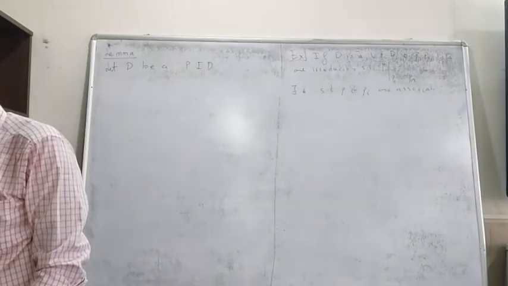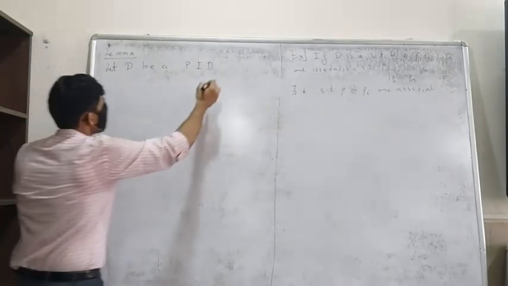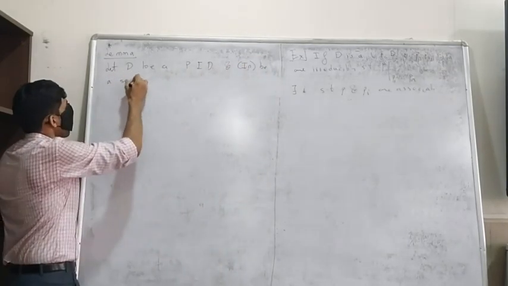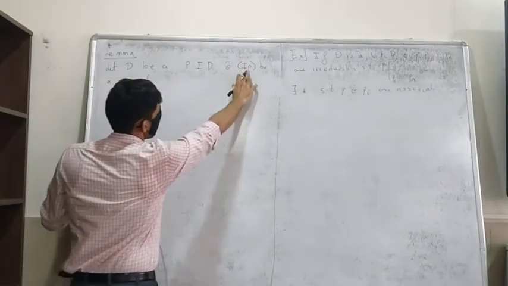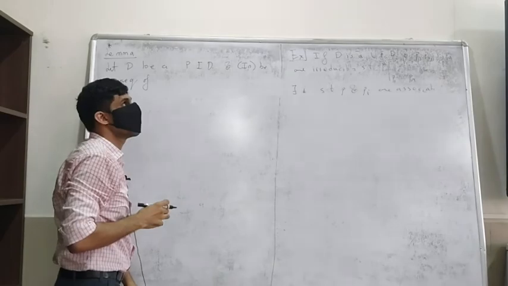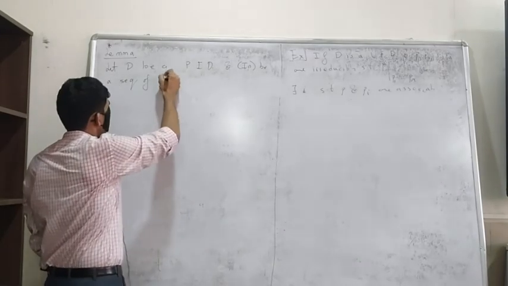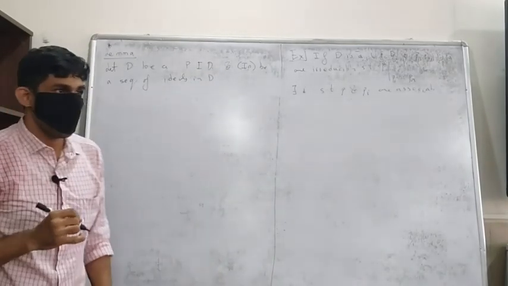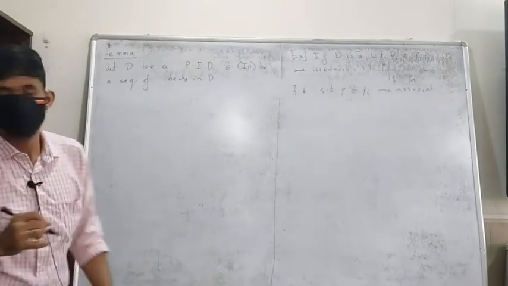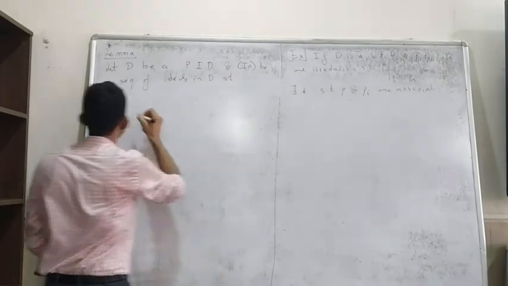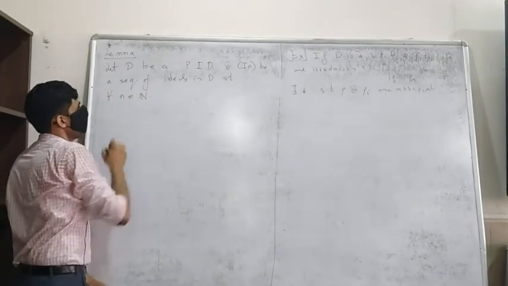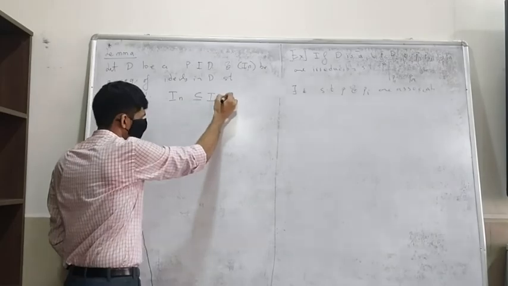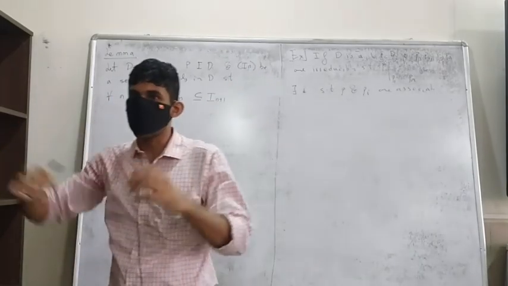Anyway, so let D be a PID and I_n be a sequence of ideals in D, such that for every n in N, I_n is contained in I_{n+1}. So an increasing sequence of ideals.